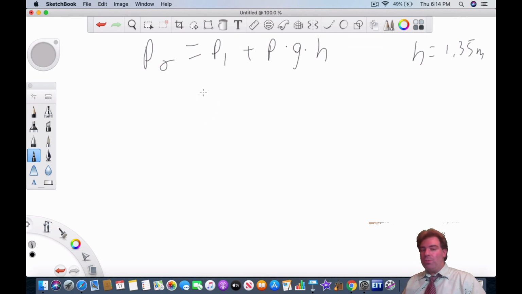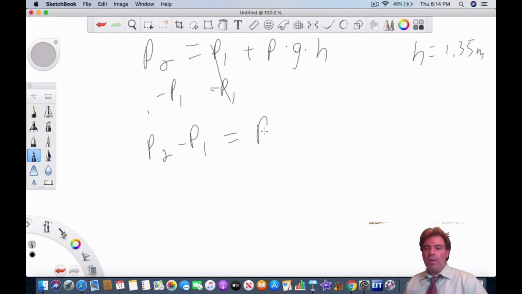Now, notice what the problem said. The problem asked, what is the difference in pressure? So what's really the difference? So you bring pressure over here on this side, so you subtract pressure 1 on either side, and it becomes pressure 2 minus pressure 1. That's the difference in pressure equals now rho, density, times g, acceleration due to gravity, times h. So now it becomes very easy.